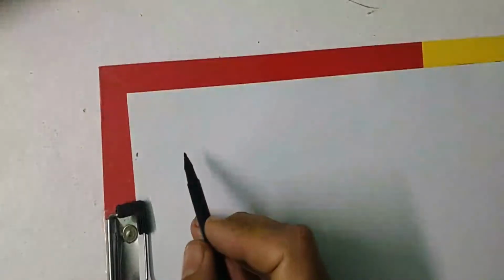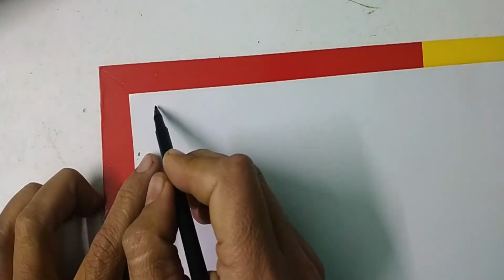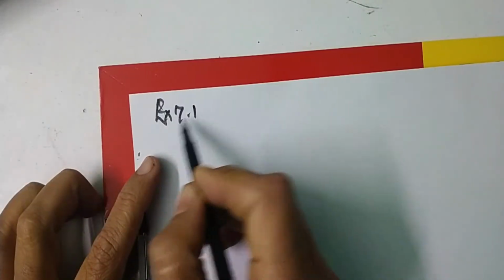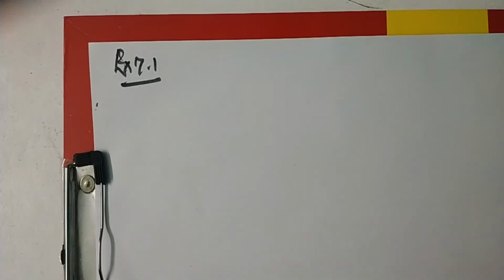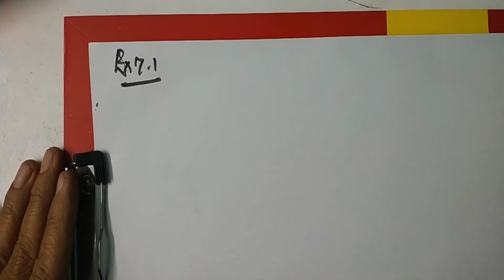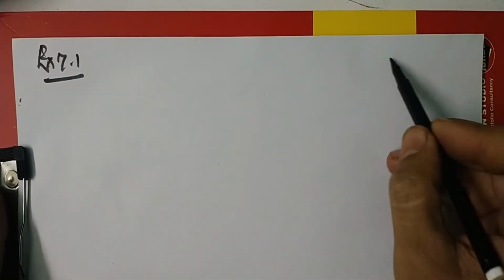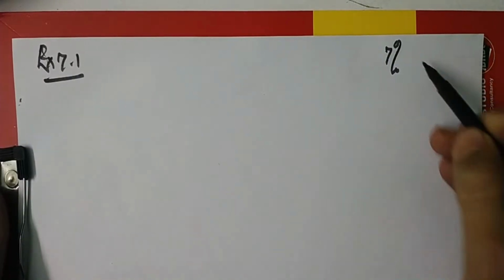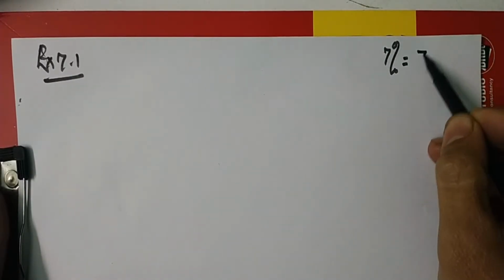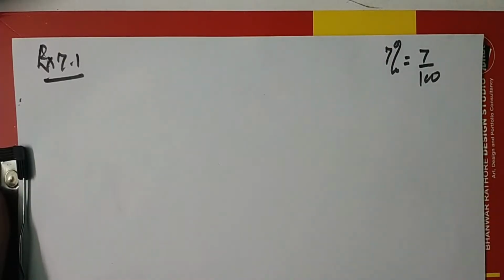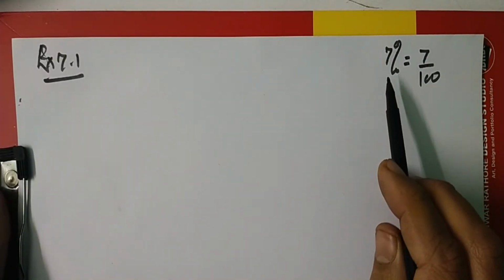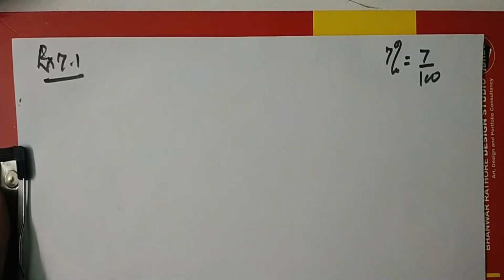The first question is exercise 7.1. In this, it is written what percent of 1 kg is 20 grams. So as I had told you, whenever you find percentage, when any number is given with a percent sign, if any number is written 7%, only then we will write it 7 upon 100. When a number doesn't have a percent sign, then we will not write upon 100.